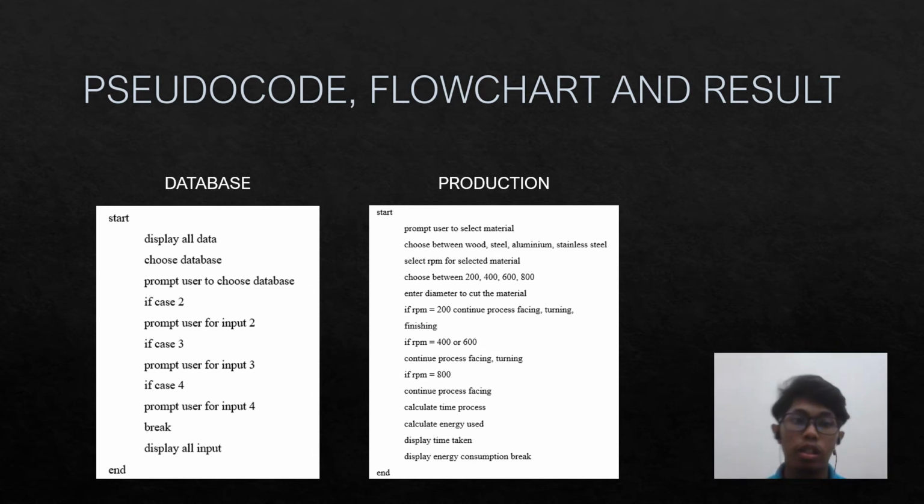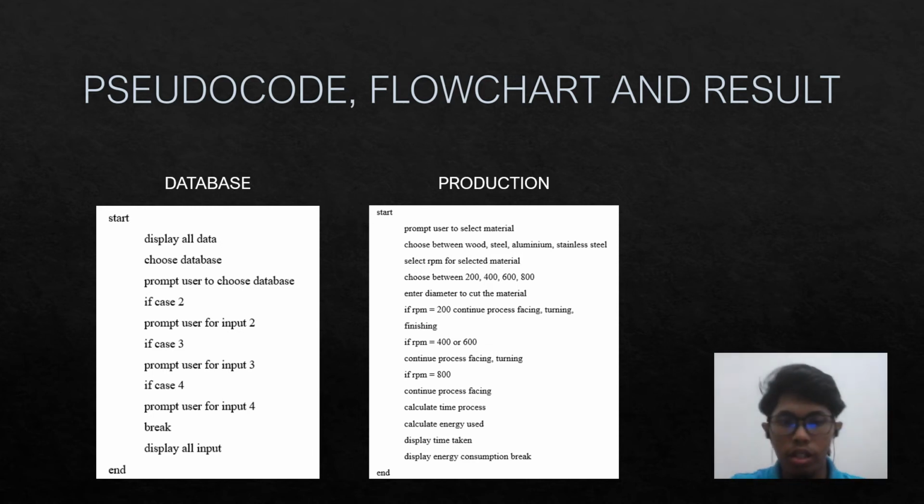For the database, we start. After start, we will display all data. After that, the user chooses the database. If case 2, the user inputs 2. If case 3, the user inputs 3. And if case 4, the user inputs 4. After that, break to display all input, and lastly it will end.